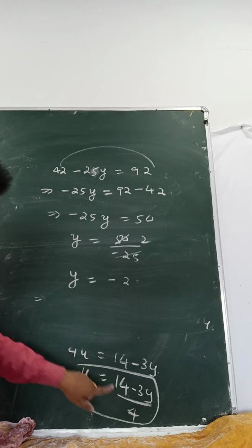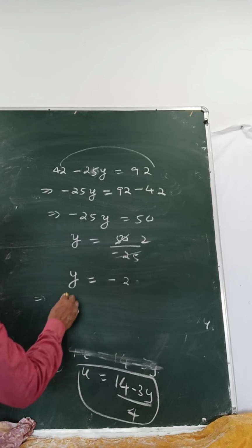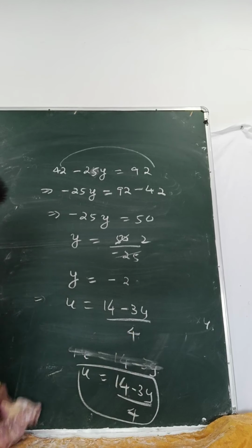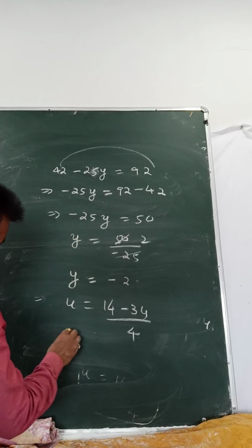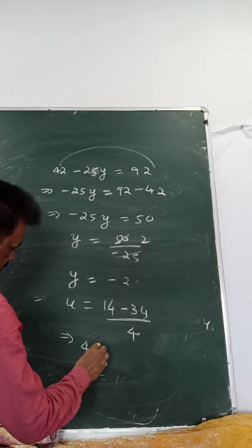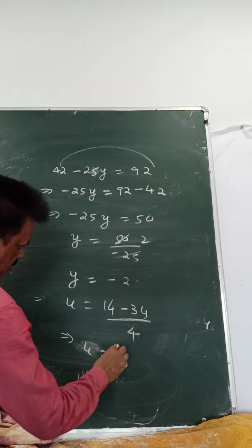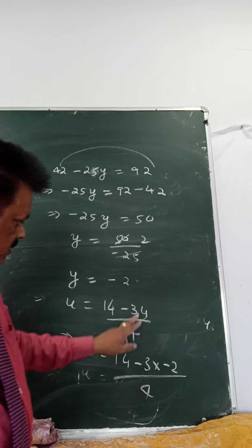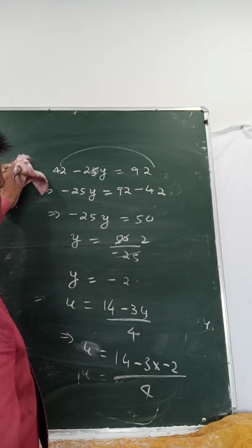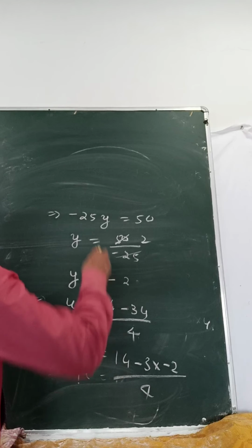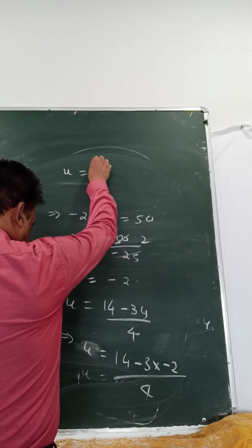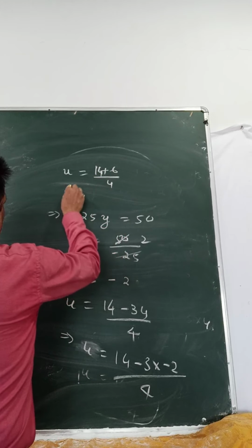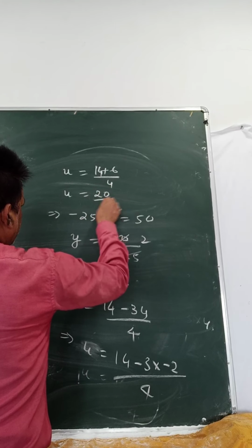Okay, now put the value of y in this. Now u equals (14 minus 3y) by 4, implies 4u equals 14 minus 3 into minus 2 by 4. This value we are putting here. So what did you get? u equals (14 plus 6) by 4. u equals 20 by 4. 4 fives are 20, so u equals 5.